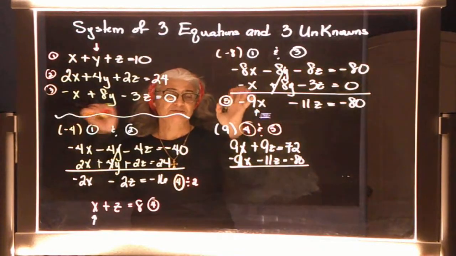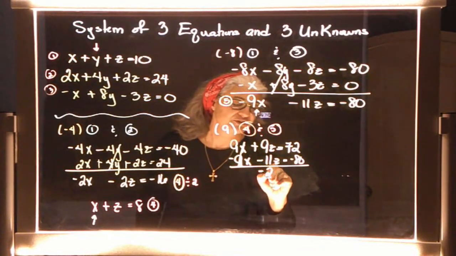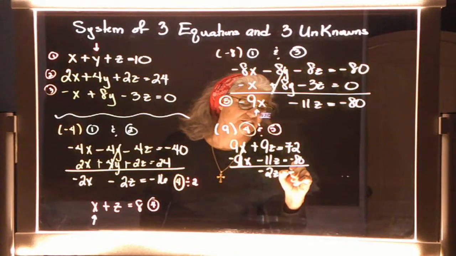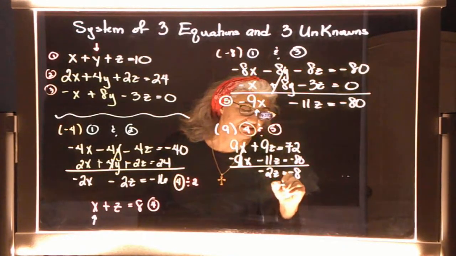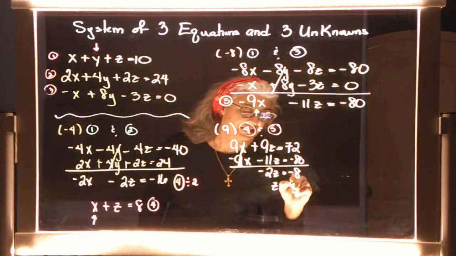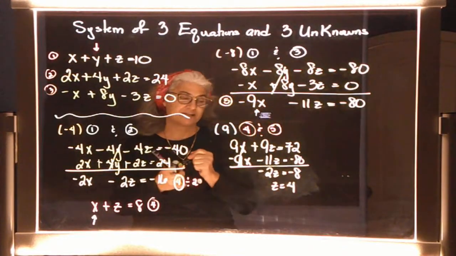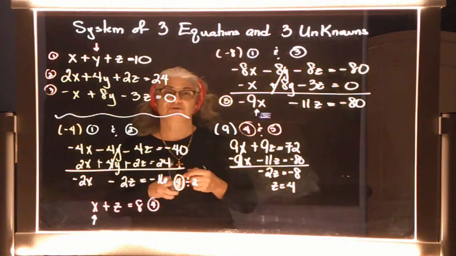X's drop out, yay. -2z equals -8, which means, look at that, z equals 4. Yay! Found one of my answers. Z equals 4. Hurrah!